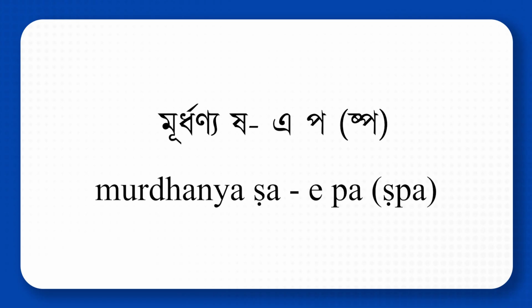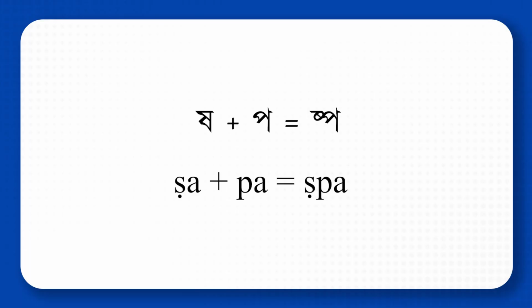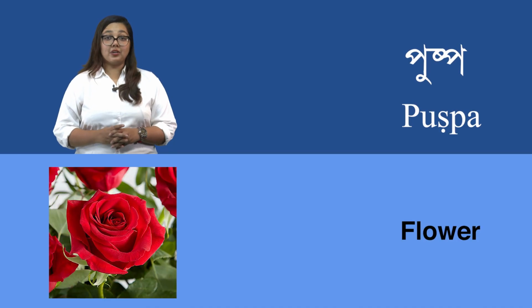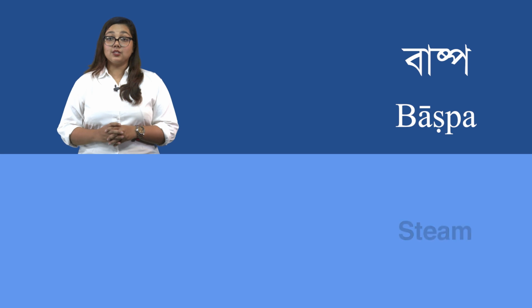The second cluster of this set is Mordhanya Shoy Poi. In this conjunction, we can see that Mordhanya Sho and Po are creating a new formation. Please notice that they form a shape where Po almost manages to retain its actual shape. We have words like Pushpo, meaning flower, and Bashpo, meaning steam.